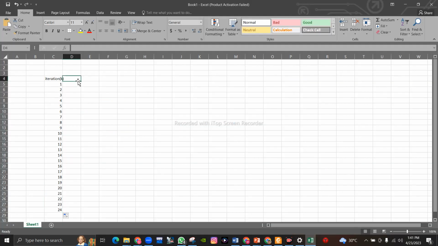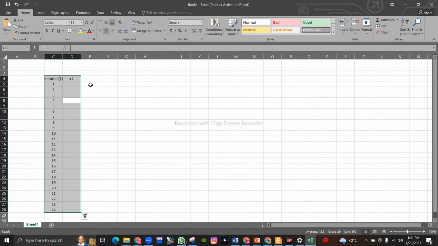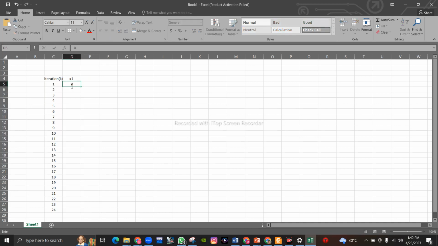Let's label x1. Let me put it in the middle, the center. So the first value of x is 0. That's the initial guess that we are given. x2, the first value is 0. That's the initial guess we are given. x3, you can't calculate that, it is what we are given. It's also 0. That's the initial value that we are given.